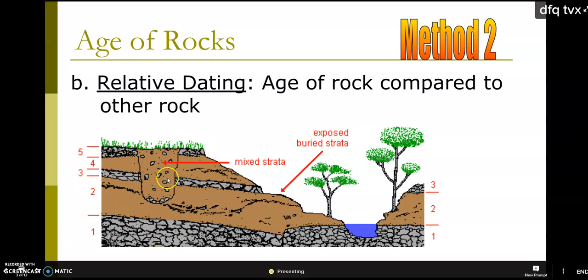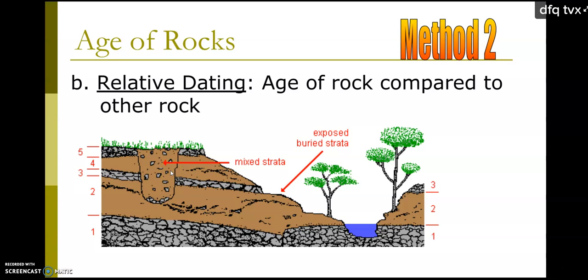And then you have the section of mixed strata. The mixed strata is probably even younger, because you can see it cuts through 5, cuts through 4, cuts through 3. So we know it's got to be younger than all those. It's kind of like the idea if you have a crack in a wall, what's older, the wall or the crack? Obviously, the wall is older than the crack, because you can't have a crack in a wall without a wall.